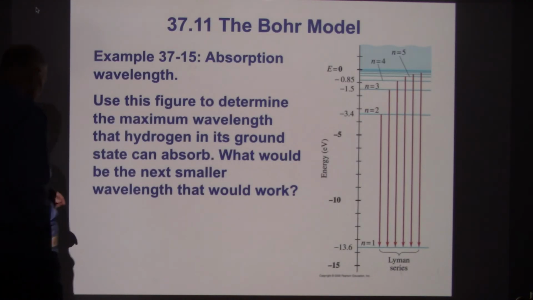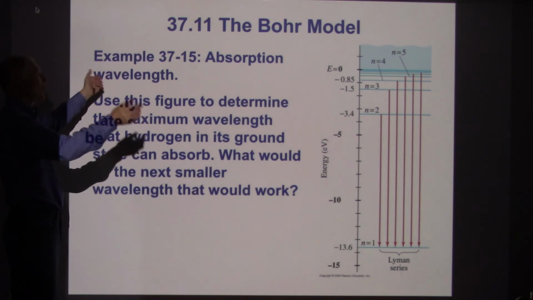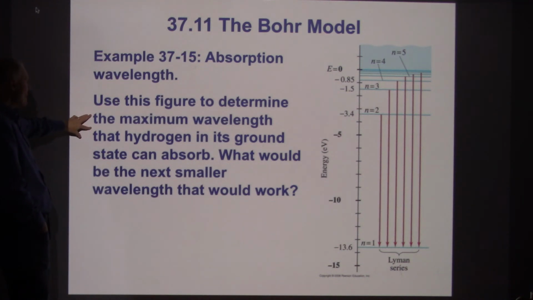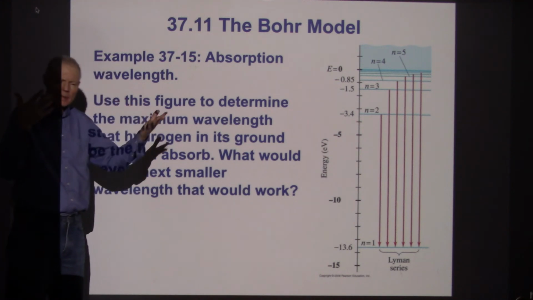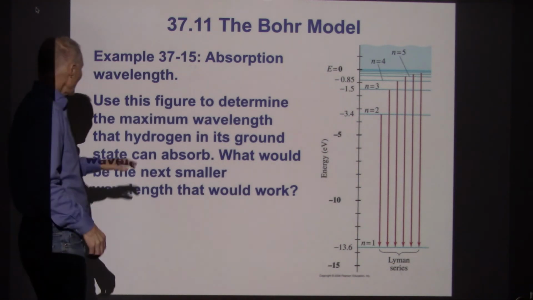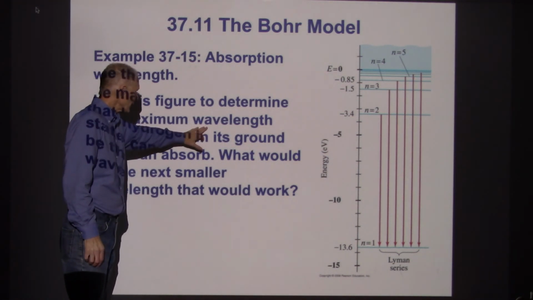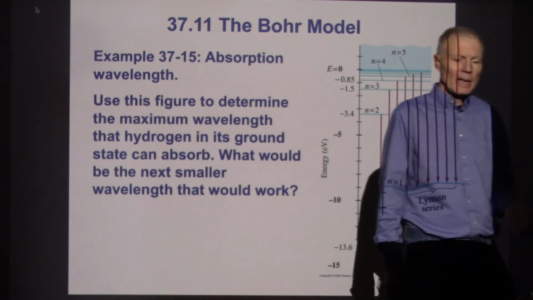It says we're going to absorb a photon. We're going to annihilate a photon. Determine the maximum wavelength that hydrogen in its ground state could absorb. By maximum wavelength, it's kind of hard to think in terms of wavelength. What you want to do is immediately think in terms of energy. If they're asking for the maximum wavelength of a photon, what they're asking for is the minimum energy.